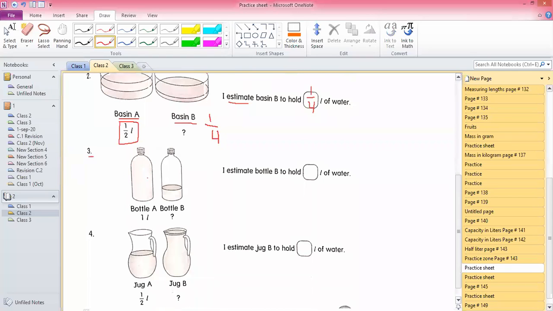Look, bottle A is full and it is 1 liter. You have to find out how many liters of water are in bottle B. So guys, it can be 1, it can be half, or it can be a quarter. This is bottle A, it is full, and this is bottle B. Is it half, 1, or quarter? Answer me in the chat box, please.